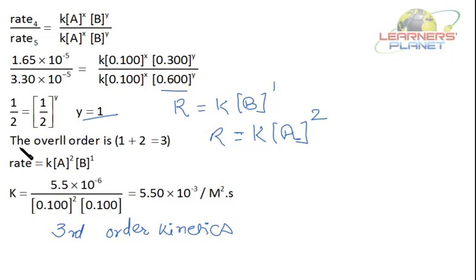Right? And you can easily determine the value of the rate constant. Rate is equal to K, A squared and B. That's it. So this is how the order of the reaction is determined by the initial rate method. Now let's take one more example, one more numerical related to this.